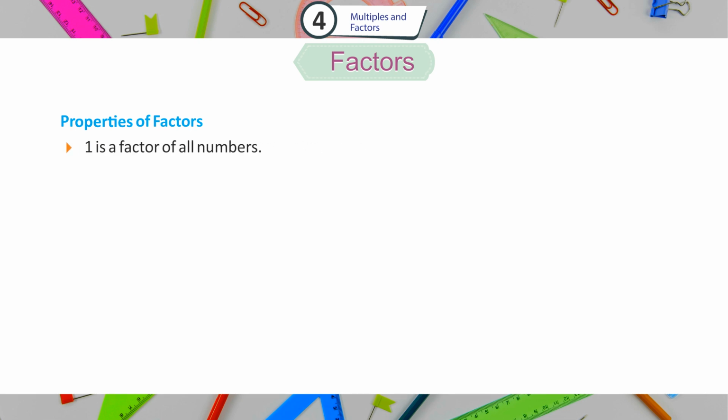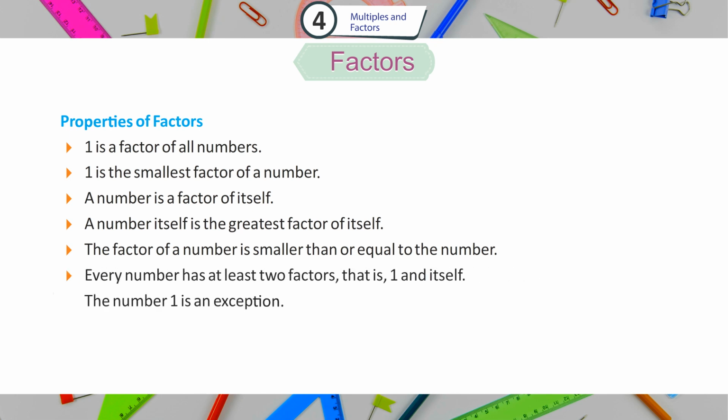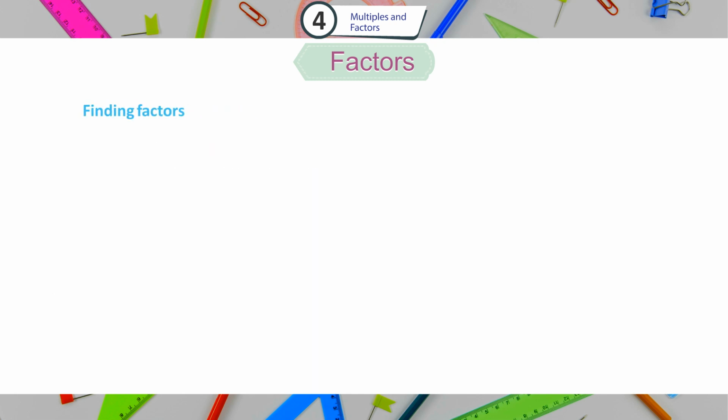Properties of factors. 1 is a factor of all numbers. 1 is the smallest factor of a number. A number is a factor of itself. A number itself is the greatest factor of itself. The factor of a number is smaller than or equal to the number. Every number has at least 2 factors, that is 1 and itself. The number 1 is an exception.